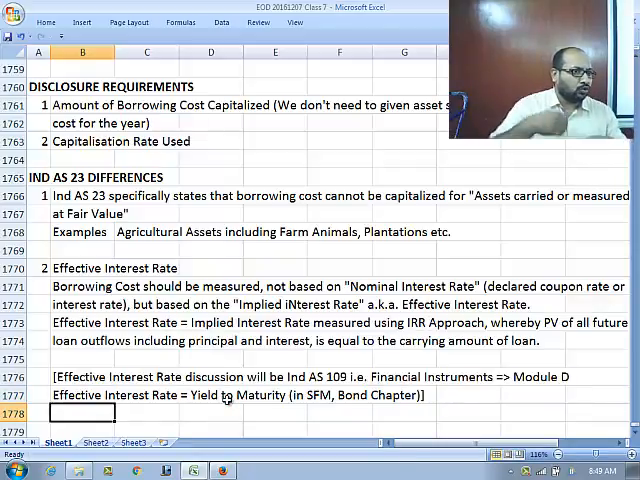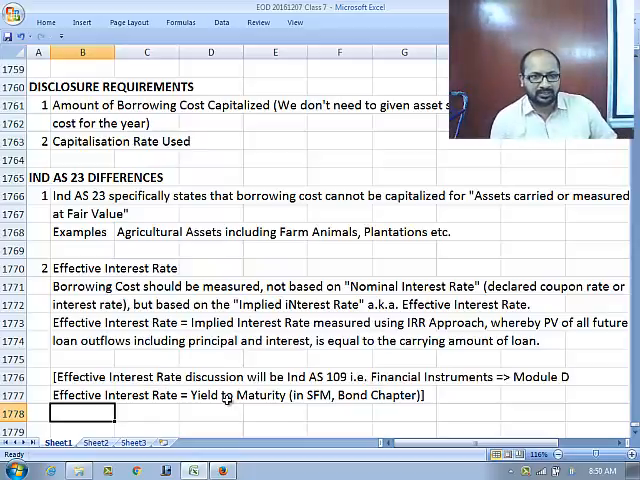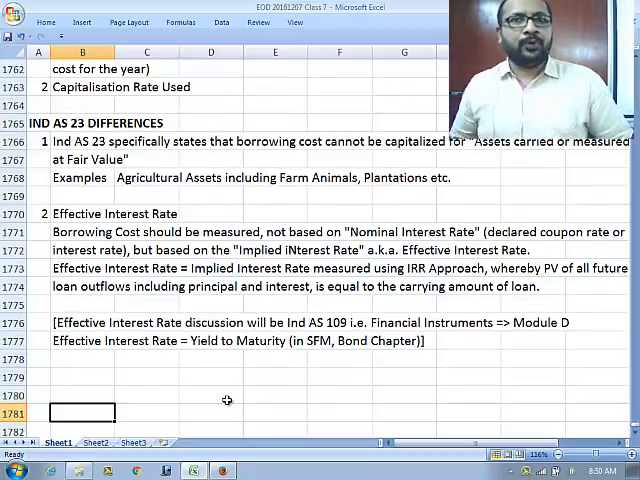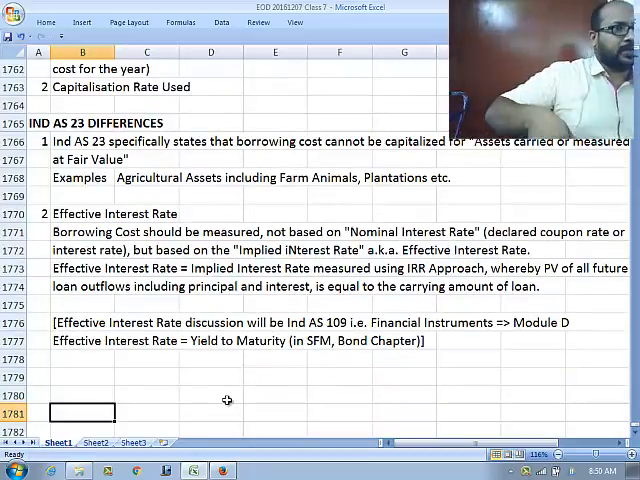So you go only by the effective interest rate, you don't go by the nominal rate. Nominal rate is the declared rate. 8.71 is referred to as the nominal rate. 5.55 is referred to as the effective interest rate or YTM, so to speak. So you use that to compute your borrowing cost, which is not the case today.